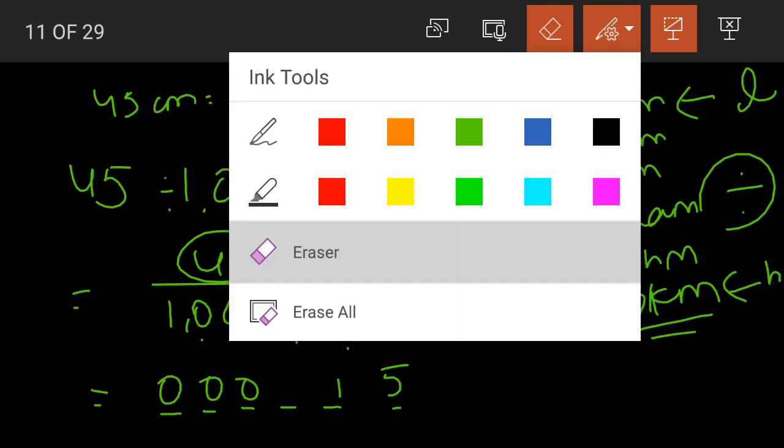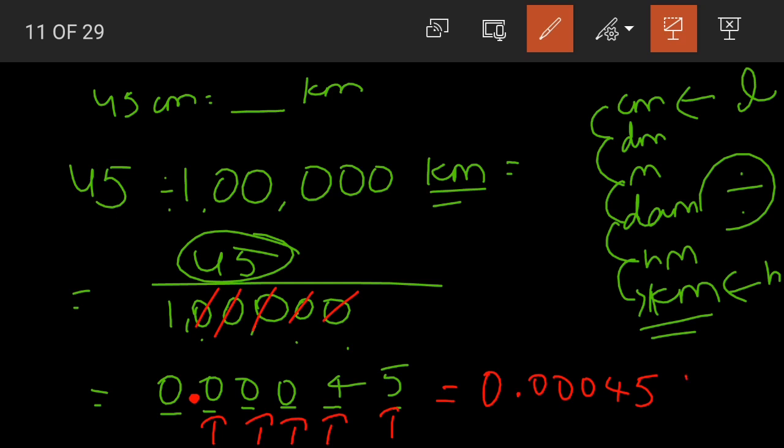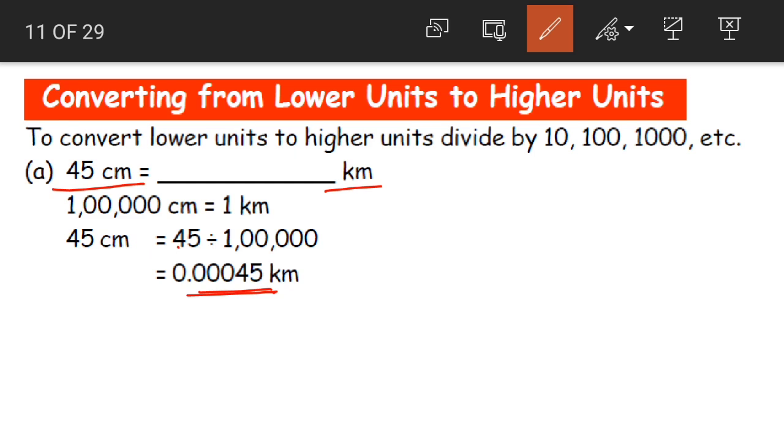Now, the next step would be to count the number of zeros in the denominator. Here it got erased. To count the number of zeros in the denominator, 1, 2, 3, 4, 5. We are having 5 zeros. So after 5, 1, 2, 3, 4, 5, after 5 digits from the right, we will place our decimal point. So that is nothing but 0.00045 what? Kilometers. We are converting it into kilometers. 45 centimeters is equal to how much, children? 0.00045 kilometers. Yes.